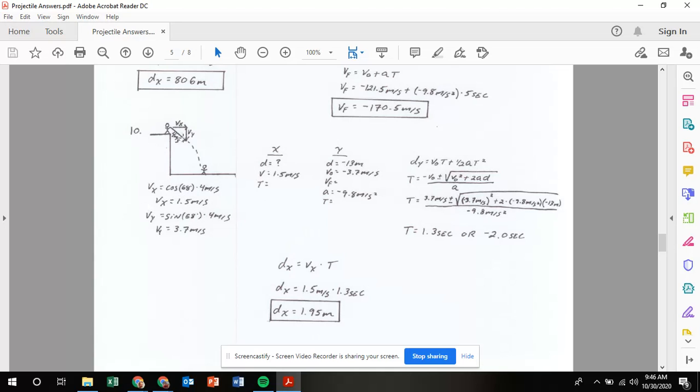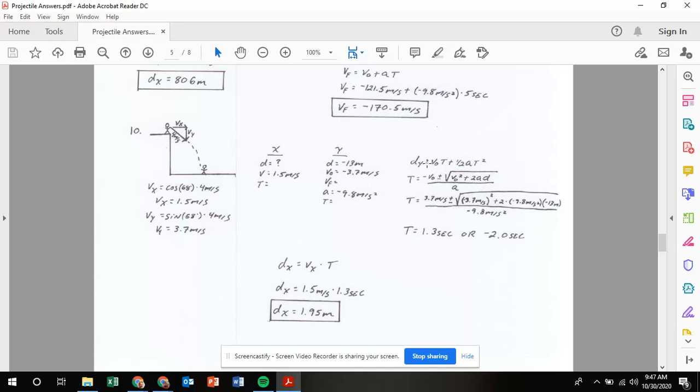In the y direction, it's still the opposite side. So we're going to use sine of 68 times 4, which is going to get us 3.7 meters per second. But realize this is downward. So when we plug it into our y column, we have to make sure we put negative 3.7. The person below is 13 meters lower, so our displacement is negative 13, and our acceleration is negative 9.8. To solve for how far this thing is going to go in the x direction, we would need time. So we're going to solve for time in the y direction because we have 3 pieces of information.